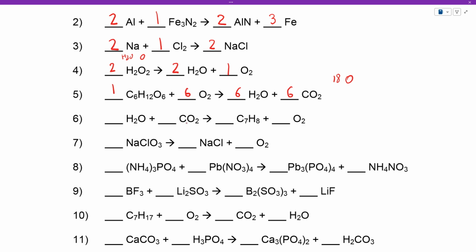So let's just do it. We have one carbon here. We have 7 carbon over here. So let's put a 7 to match the carbons on both sides. 2 hydrogens over here. We have 8 hydrogens over here. Let's make a 4 to match the hydrogens on both sides.